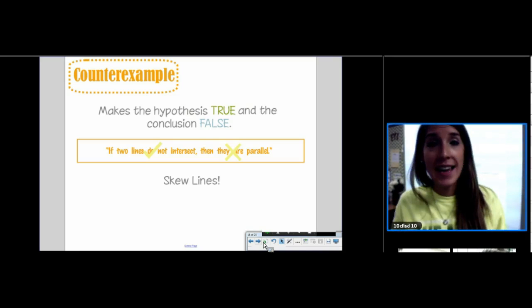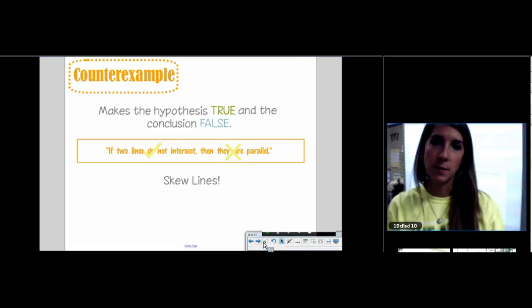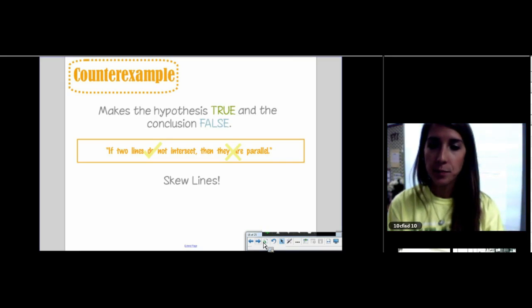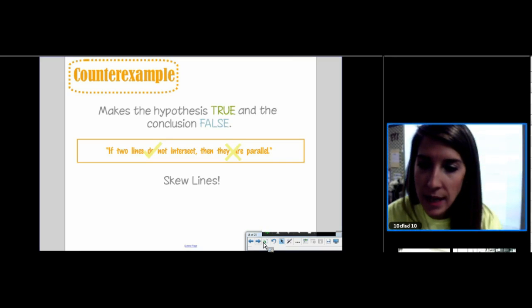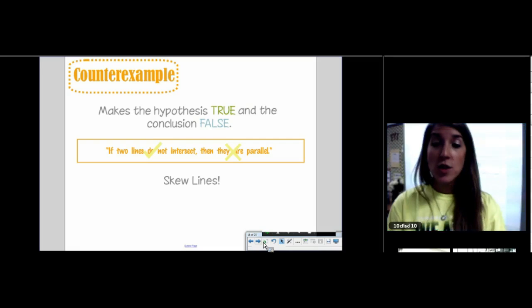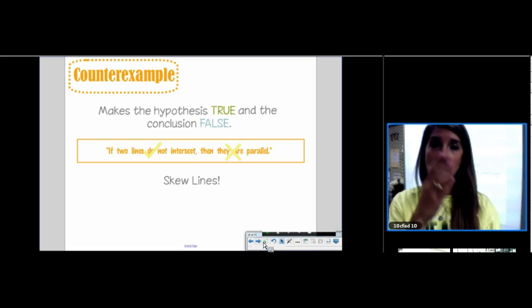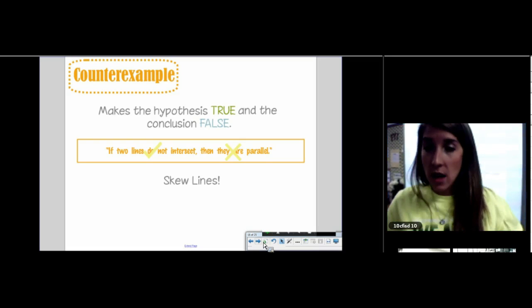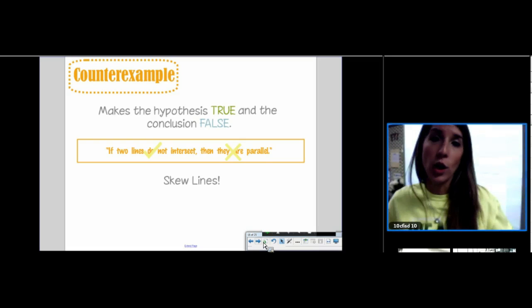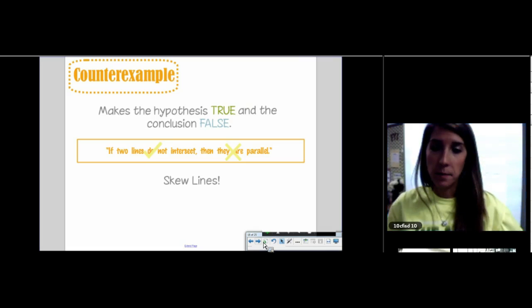Can you think of lines that don't intersect, that are not parallel? Boom, skew lines. So I just proved that sentence false by keeping the hypothesis true and turning the conclusion into a liar. Are there any other types besides pictures and words? Not in our class, there's not. In our class, the counterexample will either be a picture or a word. In this example, the counterexample is a word. The word is skew.